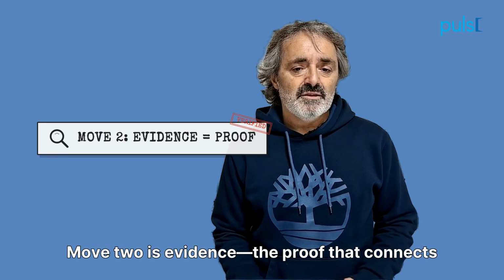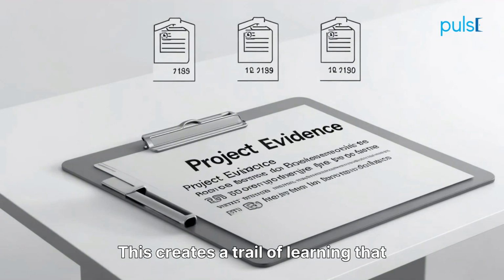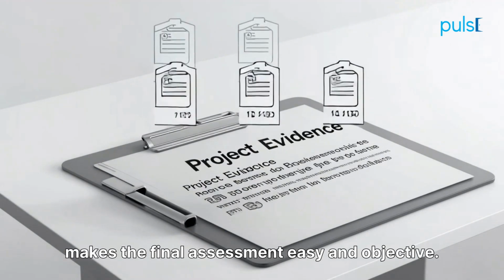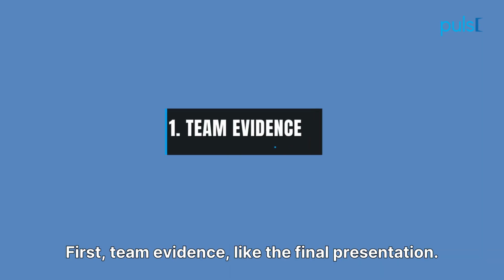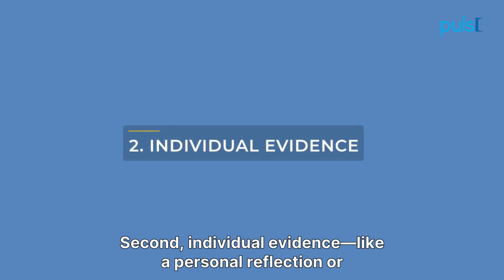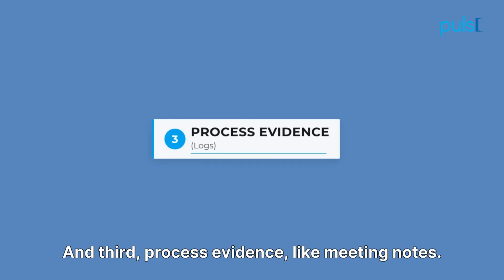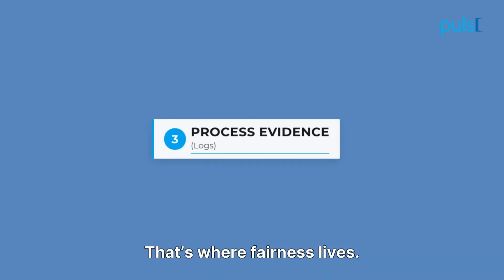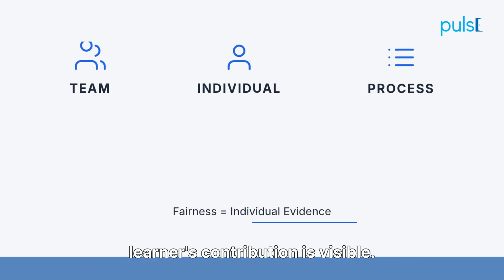Move 2 is evidence, the proof that connects directly to each outcome. And it's not just one final product; strong plans collect evidence along the way. This creates a trail of learning that makes the final assessment easy and objective. A solid evidence plan includes 3 types. First, team evidence, like the final presentation. Second, individual evidence, like a personal reflection or a memo. And third, process evidence, like meeting notes. Individual evidence, that's where fairness lives. By balancing these 3, you ensure every learner's contribution is visible.